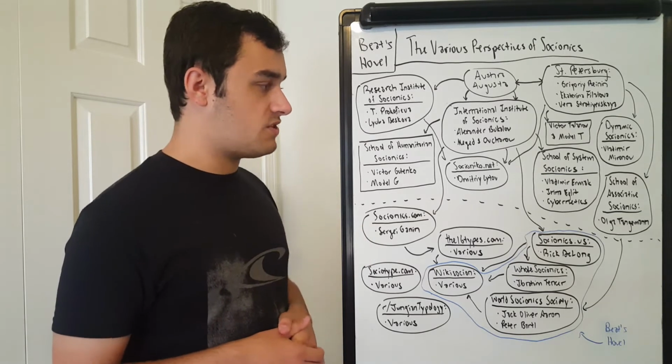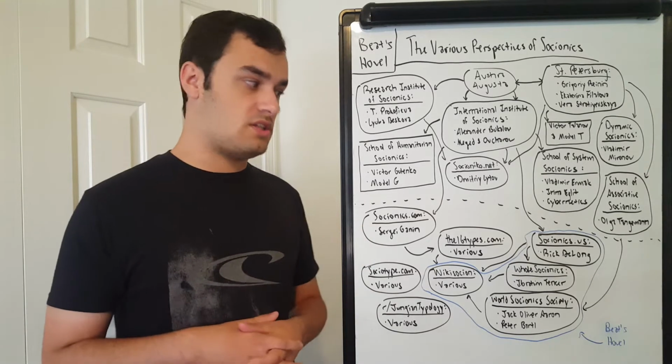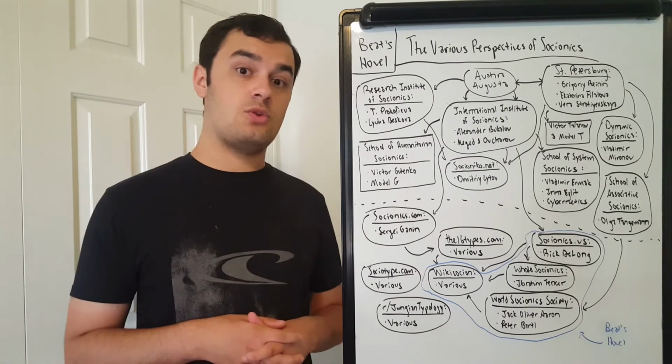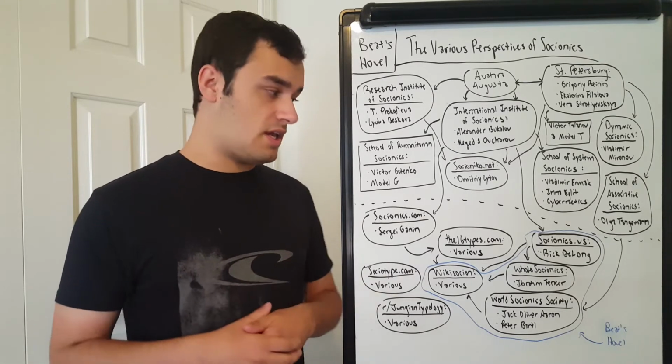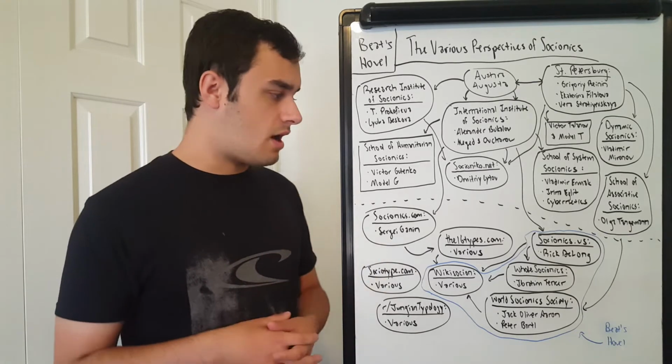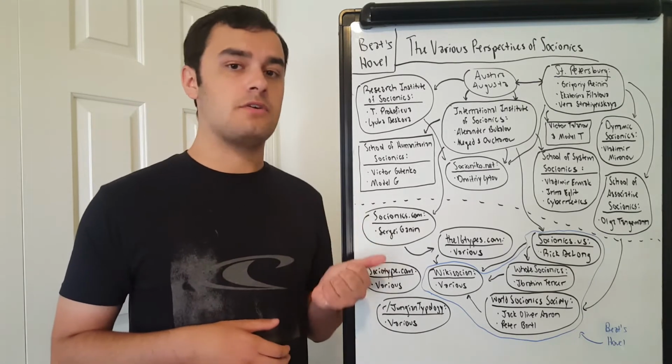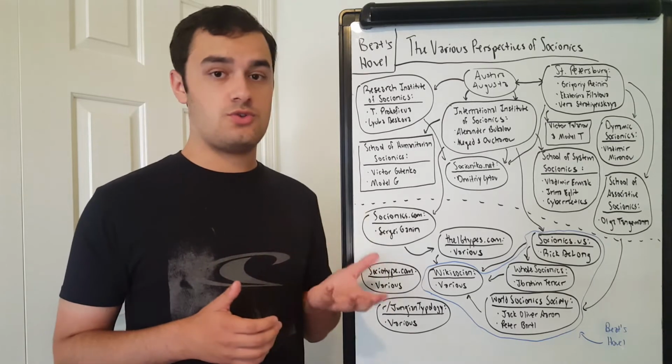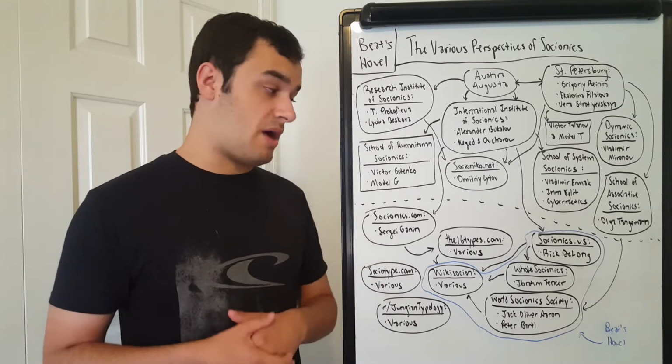And Viktor Gulenko is, again, still very influential. You can look at his videos on YouTube. He has a School of Humanitarian Socionics channel. He has many students. But his perspective notably differs from the other Russian socionists. So that is something to keep in mind.